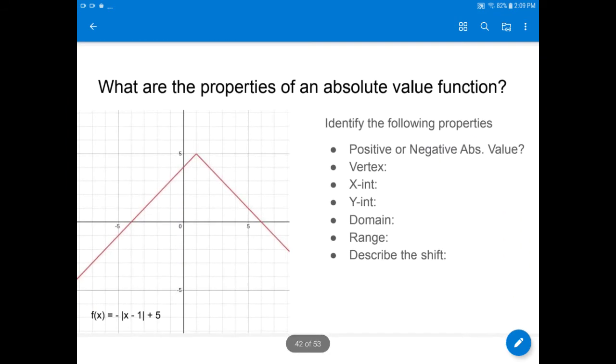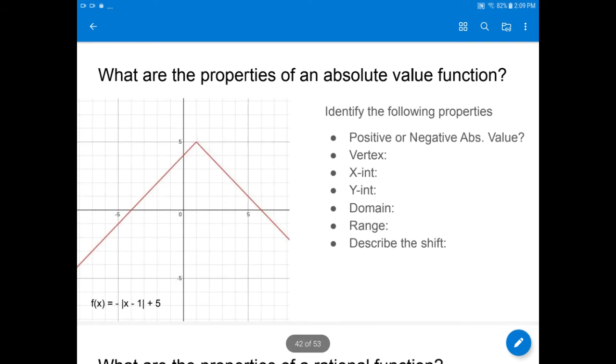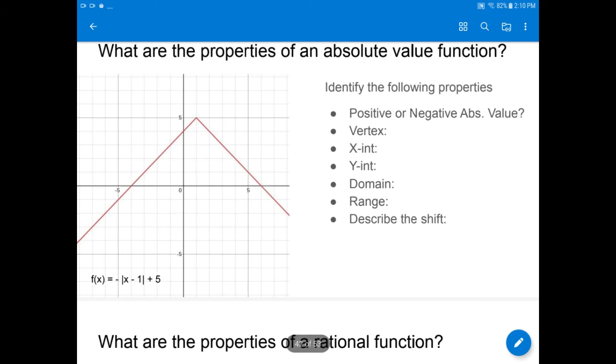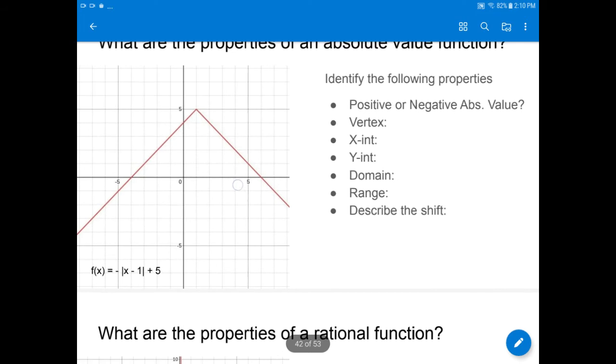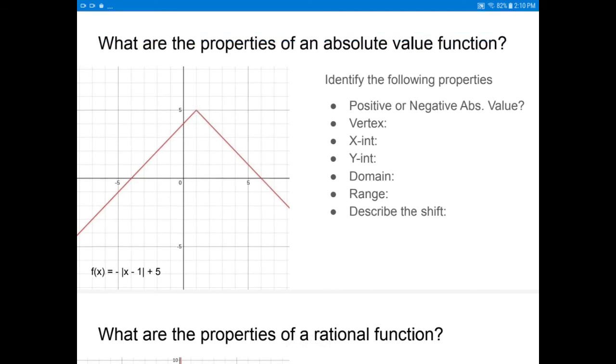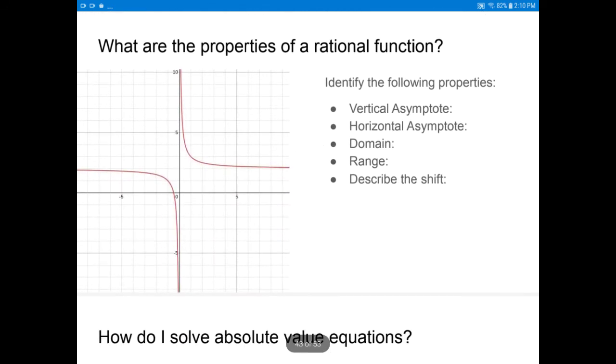This one is negative. The vertex is here at 1, 5. The x-intercept is x equals -4, x equals 6. The y-intercept is this point right here. Domain is all real numbers. Range goes from -infinity to 5. To describe the shift, it goes over 1 and up 5.